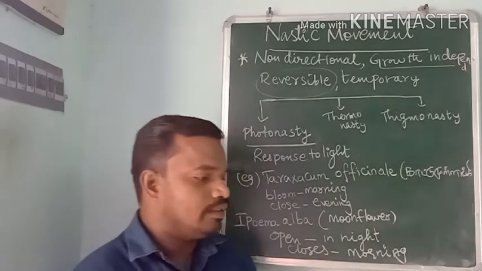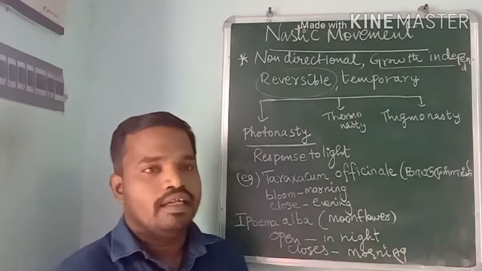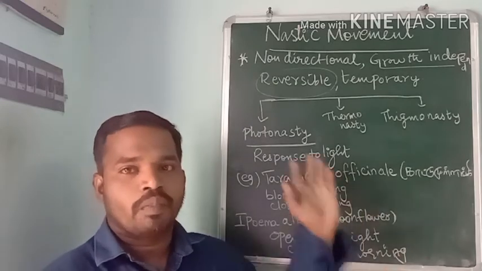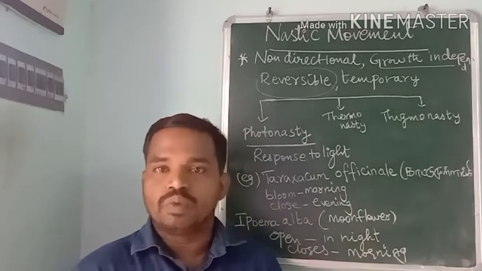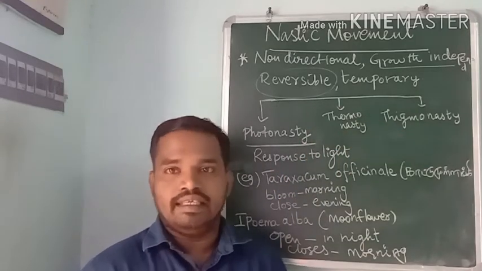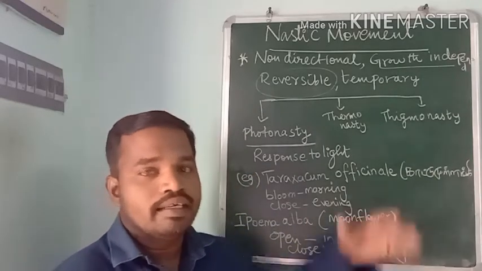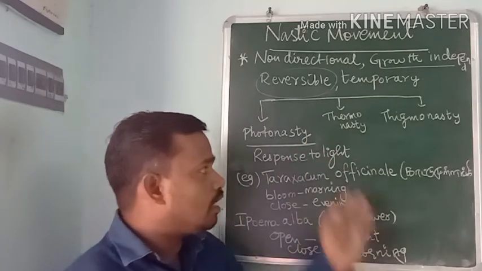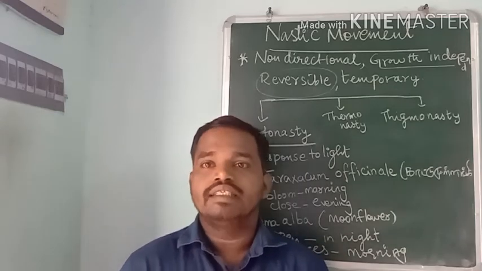Based on the nature of stimulus, அதனுடைய ரெஸ்பான்ஸ் அந்த சோர்ஸை பொறுத்து அந்த Nastic மூவ்மெண்ட் வந்து நம்ம we classify into photonasty, அதாவது the response to the light, photonasty. Next one is then thigmonasty. Thigmonasty na touch, response to the touch. அடுத்தது thermonasty. So thermonasty na response to the change in the temperature.